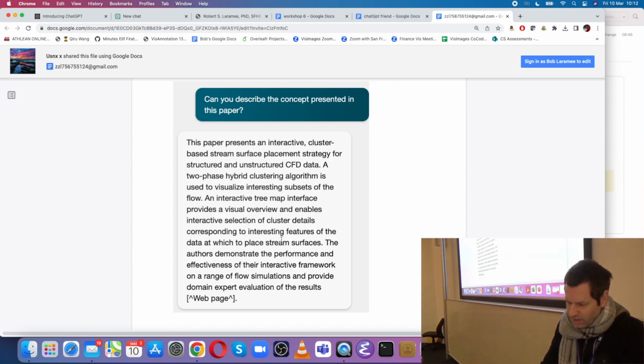So the first sentence is a good description of the concept. The second sentence is about implementation. It's the how, right? This third sentence is about the how. That's the implementation. And then the fourth sentence, the authors demonstrate the performance and effectiveness. That's the evaluation. That's the type of evaluation. So it's all correct. It's just all mixed together.